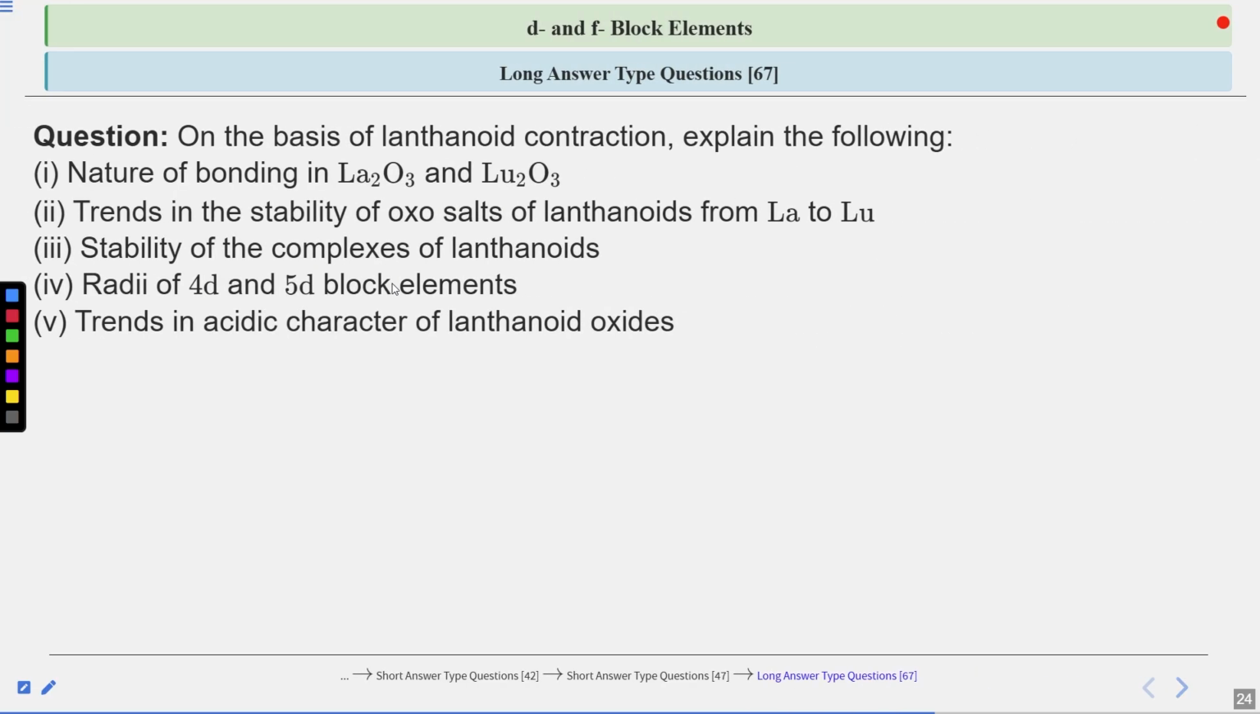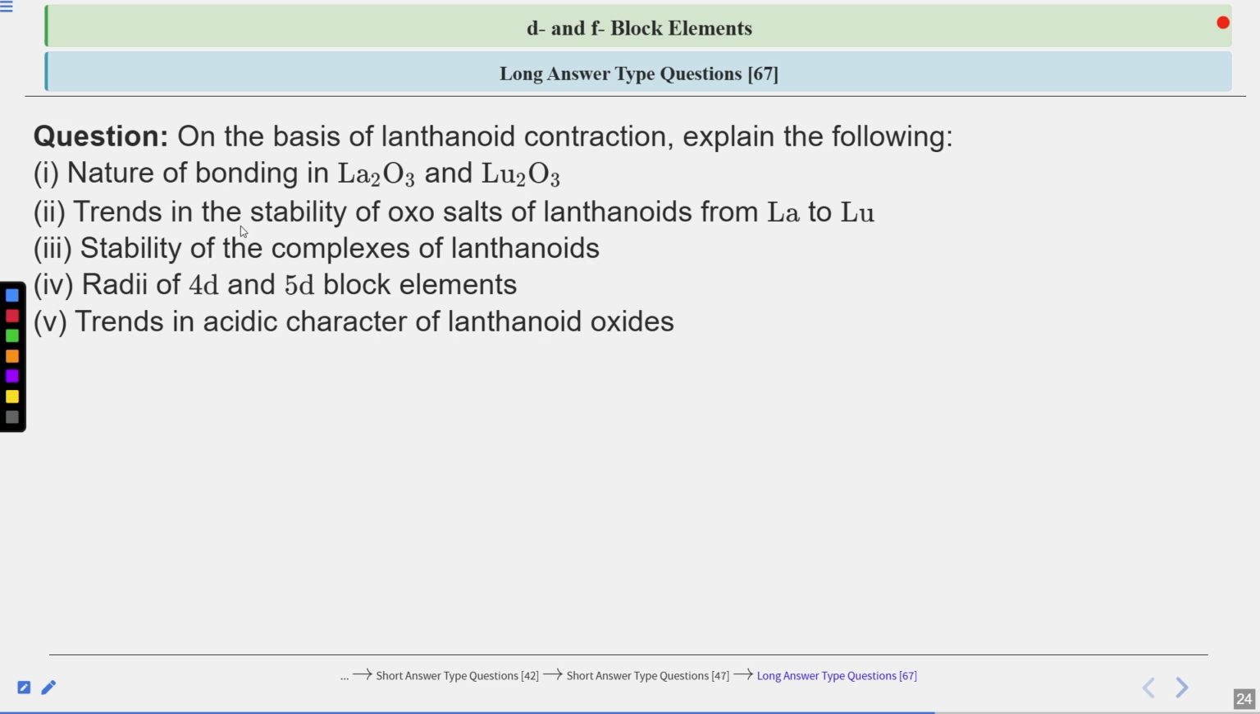This is a long answer type question marked as question number 67. The question is: on the basis of lanthanoid contraction, explain the following. We have given five choices, and for each choice you have to explain it on the basis of the lanthanoid contraction concept. The first is the nature of bonding in La2O3 and Lu2O3. La is basically lanthanum, Lu is basically lutetium, the first and the last elements in the lanthanoid series. So for their oxides, you have to explain the nature of bonding using lanthanoid contraction.